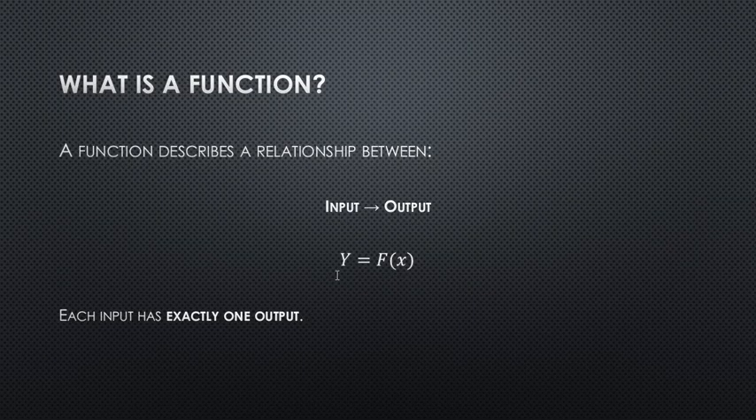For example, suppose we have the function f of x equals x squared. If our input is 2, the output is 4. If our input is 3, the output is 9. So the function takes an input, performs a mathematical operation, and produces an output. You can think of a function like a mathematical machine. You put something into the machine and the machine produces one specific output.